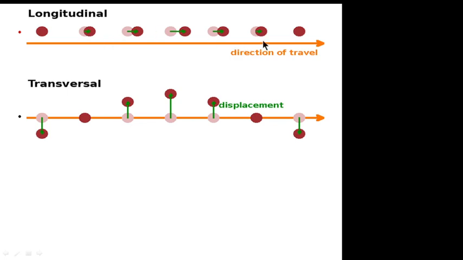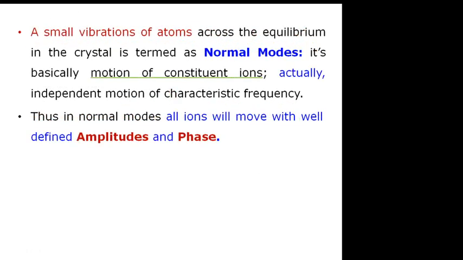So the wave will travel with the idea of condensation and rarefaction. Whereas in the case of a transverse wave, a very good example is light waves, right, or electromagnetic waves. So there is a perpendicular displacement of atoms and molecules across the direction of travel. Okay, so let's go ahead with the same definition.